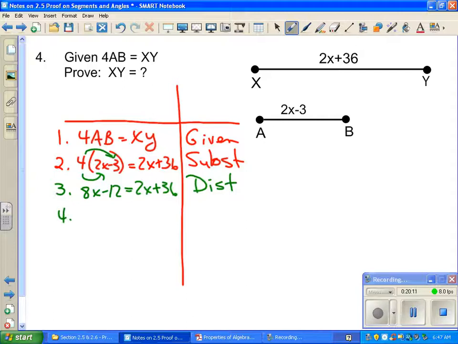Now, I only have 2 items on each side. One has an x on it and one doesn't. So therefore, adding like terms will not be needed in this step. But what I do need is all my x's on the left. So I'm going to take 2x away from both sides. So I'm using subtraction.